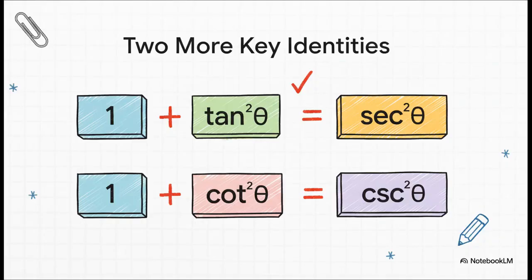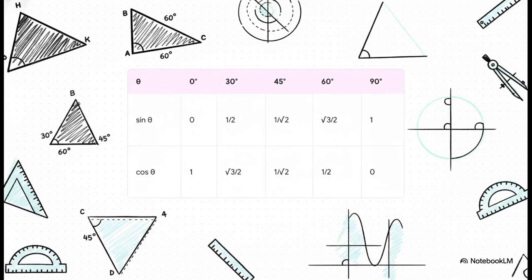And from that one big rule, we get two others for our cheat sheet. They connect tangent with secant and cotangent with cosecant. These are just really useful shortcuts to have in your back pocket when you're solving problems. And the last thing for our cheat sheet, this table. Now, for some really common angles like 30, 45, and 60 degrees, we already know the exact answers. You don't even need a calculator. What's cool is you can see the pattern, right? As the angle gets bigger, the sine value goes up while the cosine value goes down.